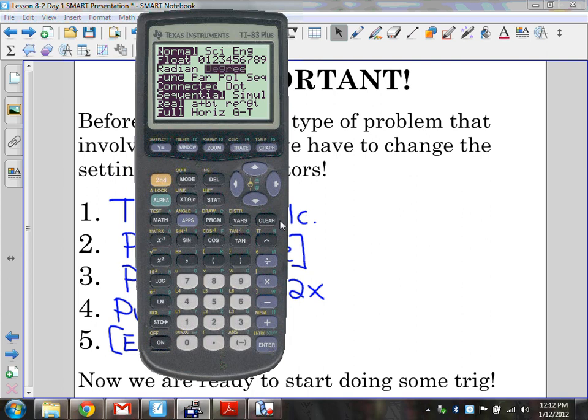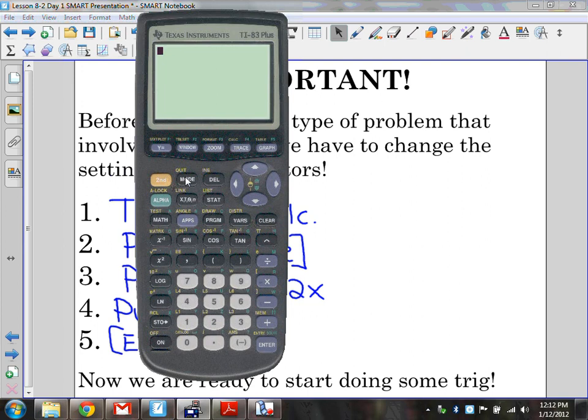So to get out of that, you can either hit clear or you can hit second quit, and it goes back to the main screen. Why is it important for us to know that? Well, every day, what we're going to do at the beginning of every class is we're going to go through to set up our calculator into degrees. At the end of class, we're going to reset all the calculators so that the next day we have to do the same thing over again.